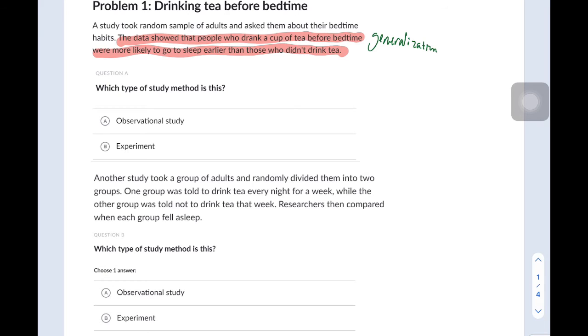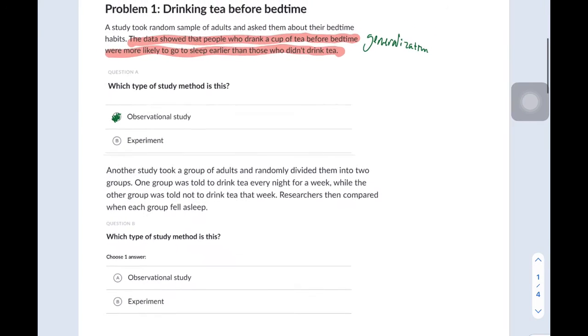Is this an experiment where we controlled things, or is it a study where we just looked at people and what they did? In this case, they took a random sample of adults and we just asked them about their bedtime habits. That's an observational study. Some of them said they drank tea, some of them didn't. It doesn't matter. We didn't control it. That's what an observational study is. You observe what's happening. An experiment would have been like, we're going to give this group tea before bed, and we're not going to give that group tea.